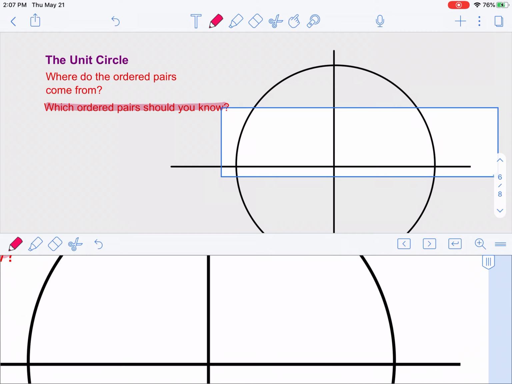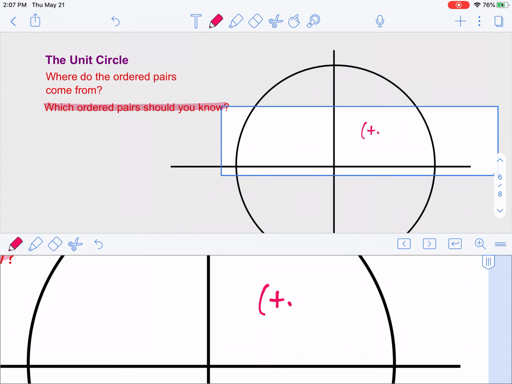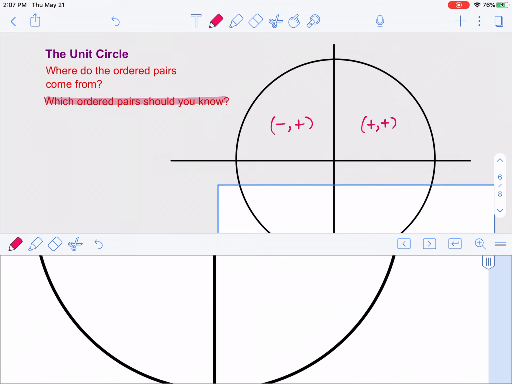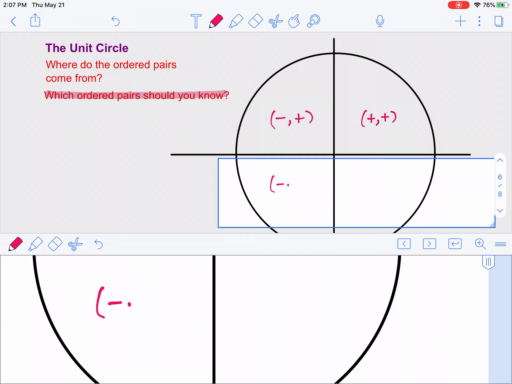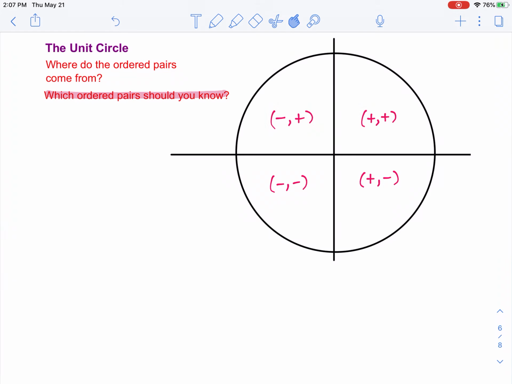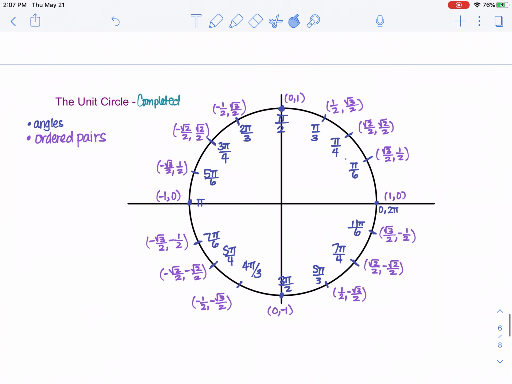Okay, we know in quadrant 1, both x and y are positive. In quadrant 2, x is negative, y is positive. In quadrant 3, they are both negative, and in quadrant 4, x is positive and y is negative. And so I can use some reflection as soon as I understand where they're coming from in the others. So you can see here is the completed unit circle, okay?